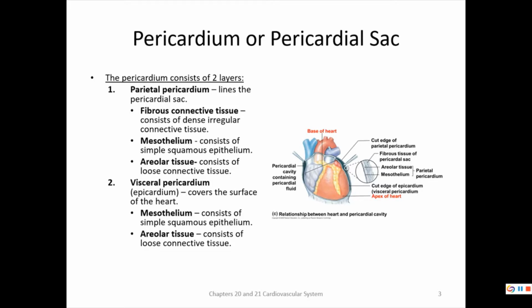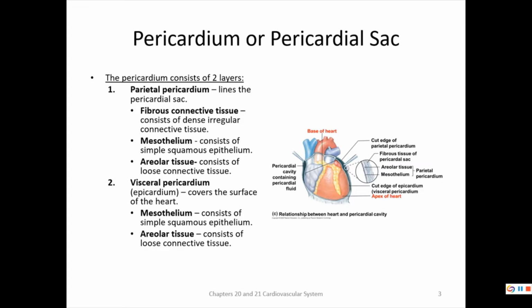In lab, we're just going to really discuss that there's a parietal pericardium of 3 distinctive layers. There is a dense irregular connective tissue layer called the fibrous connective tissue layer. This is what makes this very tough and durable. See, the fibrous layer makes sure the parietal pericardium cannot stretch outwards very much at all.